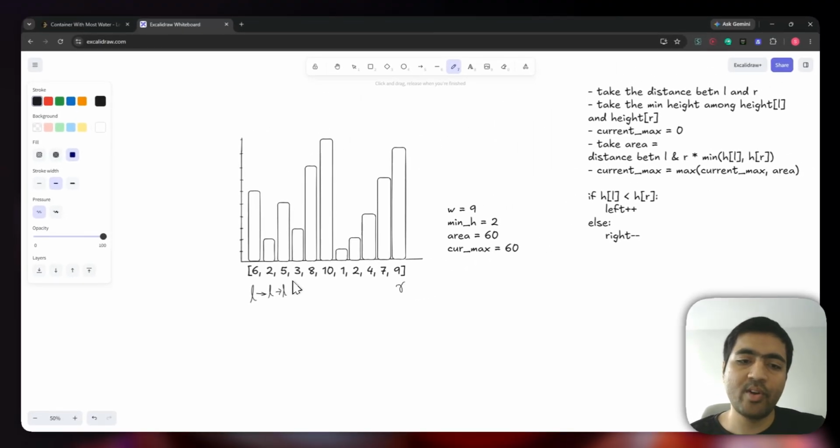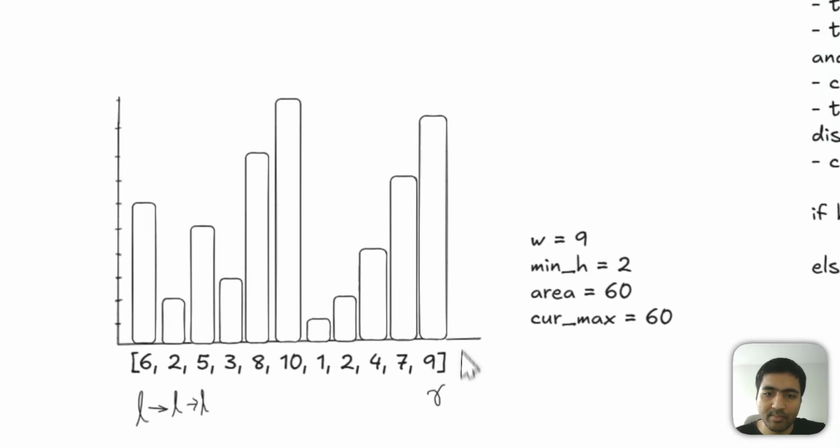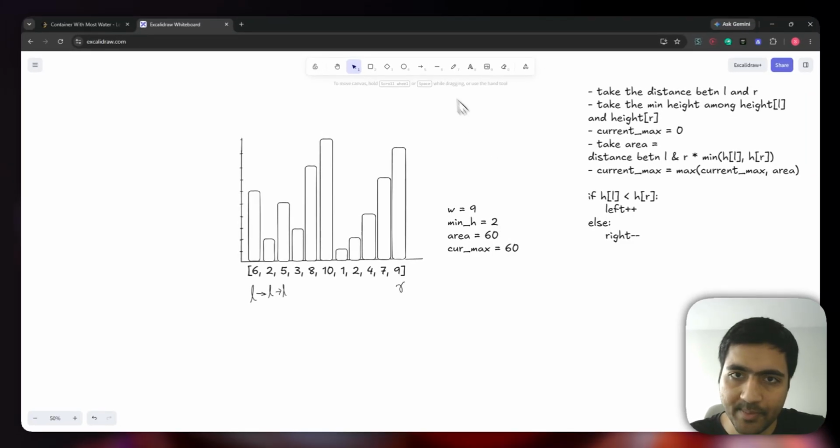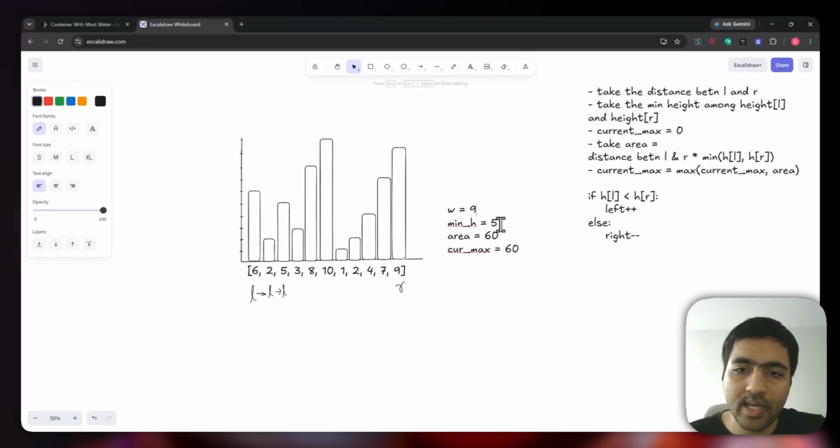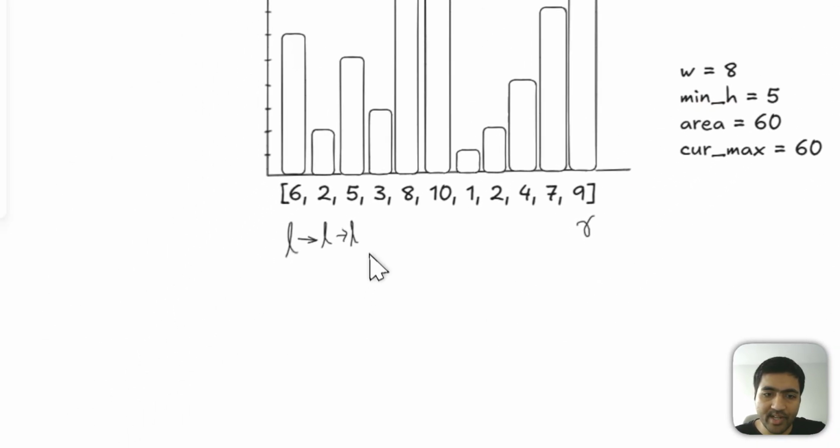So the value of L is 5. That makes the minimum height 5, because R is still the bigger height, and the width becomes 8. So 8 times 5 is 40, and the maximum area is still 60. Now L moves ahead.